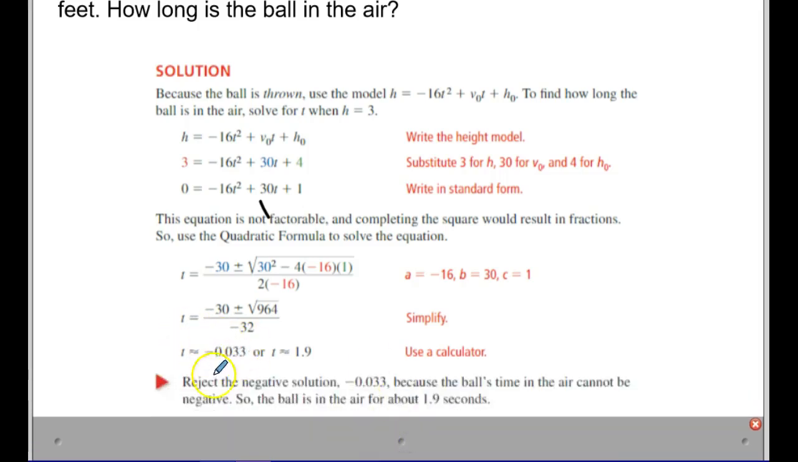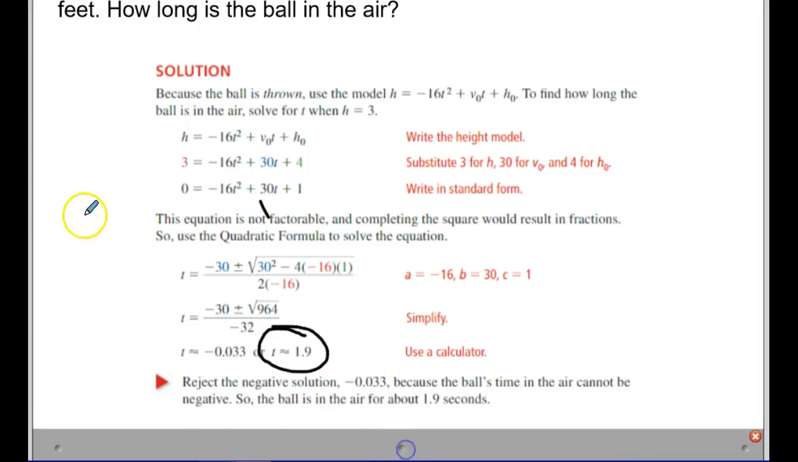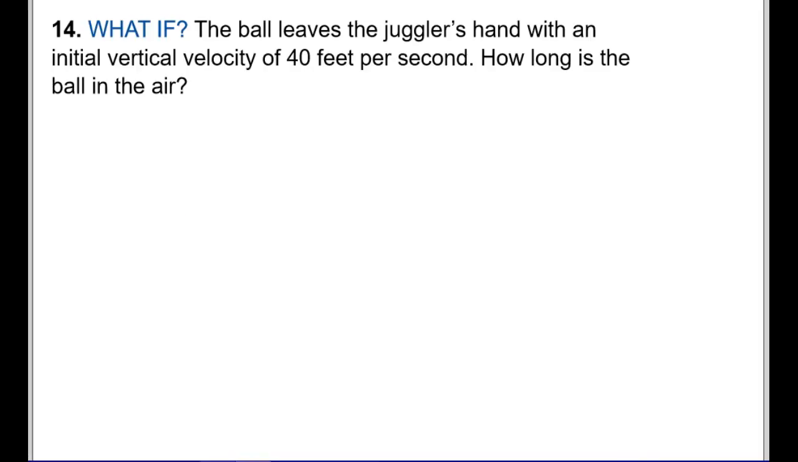So I see I have a negative solution here. This does not make sense because we're talking about time and I can't have negative time. So my solution would be this 1.9 seconds. That's how long the ball is in the air before it hits the juggler's hand again. Now I want you to try this one. What happens if I change the initial velocity? Does that change how long the ball is in the air? See if you think it would take longer or if it would take less time first.